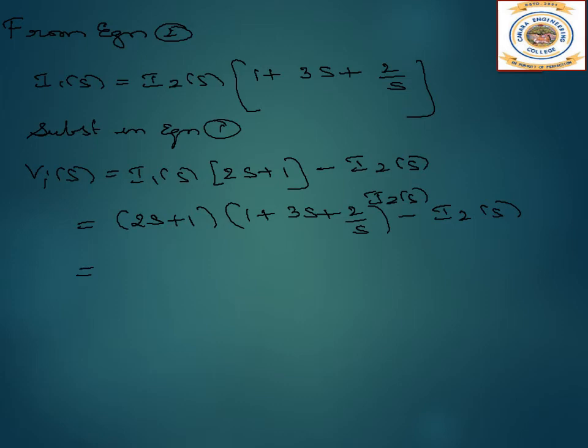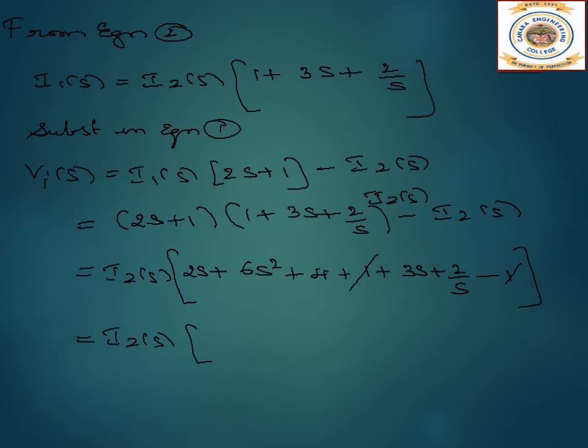Now, multiplying the terms together and taking the common term I2 of s, let me multiply this. We get 2s plus 6s squared plus 4 plus 1 plus 3s plus 2 by s, and for this I2 of s we get minus 1. Minus 1 minus 1, I can cancel it out, right? So then I get Vi of s equal to (6s squared plus 5s plus 4 plus 2 by s) I2 of s.